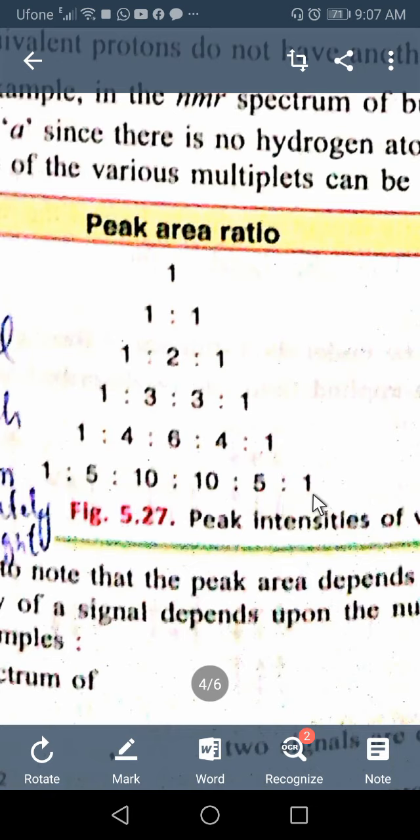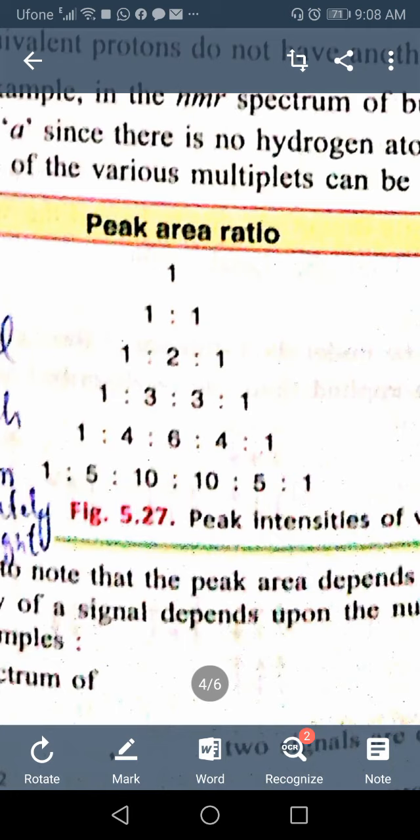So the height of the side one will be equal to 1. Then the adjacent one will be 5 times greater than this one. Then the other will be 10 times greater than the first one. So this ratio is present in the sextet. Similarly, you can predict for septet, octet and nonet.